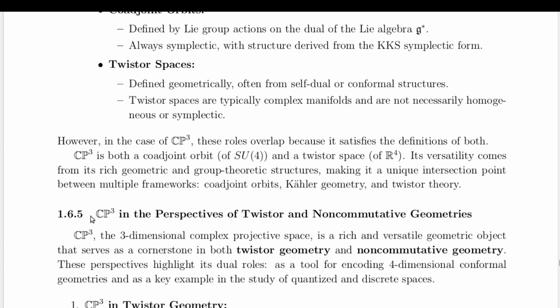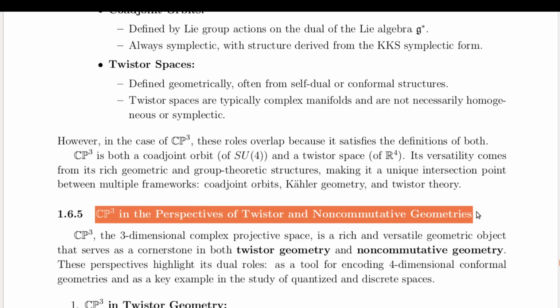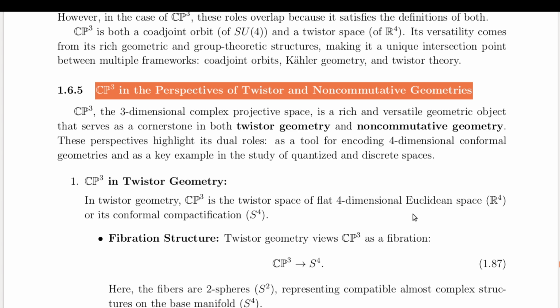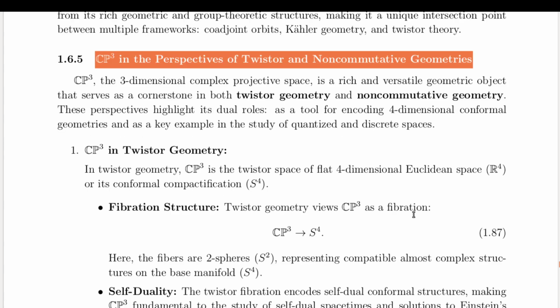CP3 in the perspectives of Twistor and non-commutative geometries. CP3, the three-dimensional complex projective space, is a key geometric structure that bridges classical and quantum worlds. It plays a pivotal role in both Twistor geometry and non-commutative geometry, revealing deep connections to quantum spacetime.